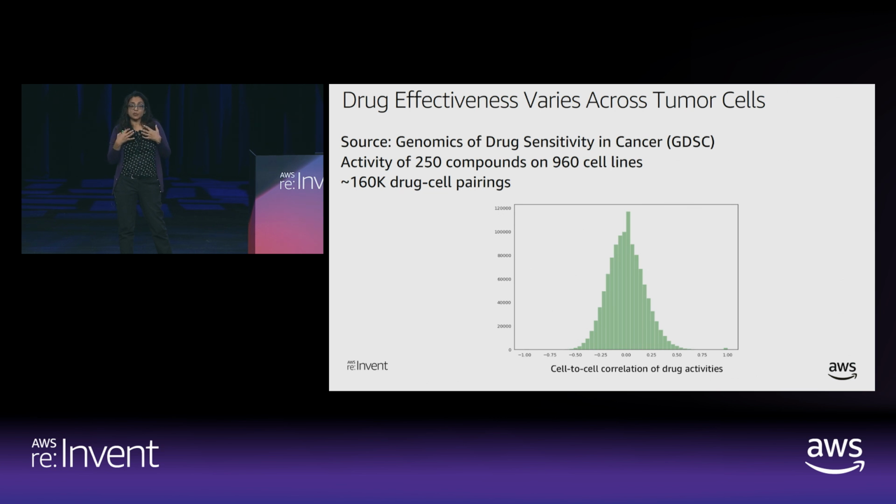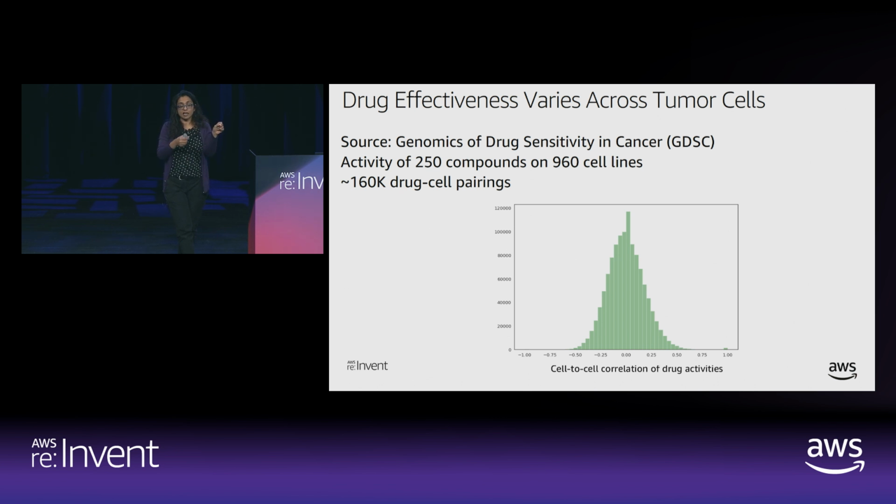Because we want to do these predictions, and of course everybody wants to predict the response that a tumor will have to drugs, there have been many efforts, and I'm just highlighting one here, where we try to see what happens when we measure the activity of different compounds or drugs on different types of cancer cells. In this particular example, GDSC, they looked at the activity of 250 drugs on 960 cell lines. And one thing they observed immediately, and that we see over and over again, is that cells vary dramatically with respect to how they respond to drugs.